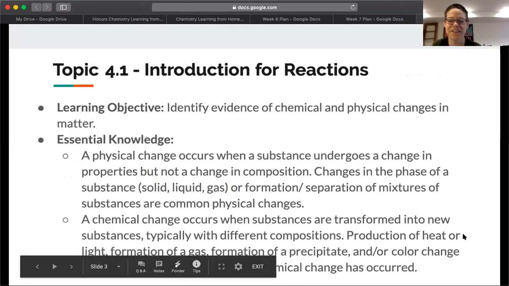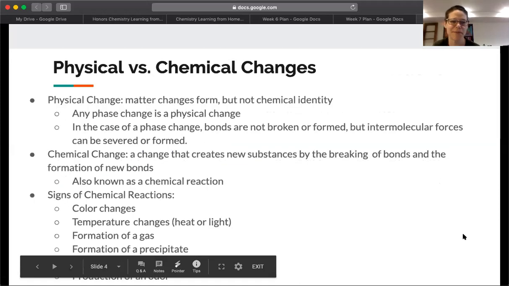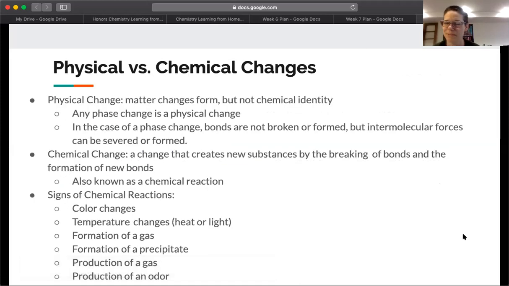Okay. So yeah, chemical, physical changes. I'm not even going to bother. Signs of a chemical reaction, that's so Chem 1 stuff. You know that.